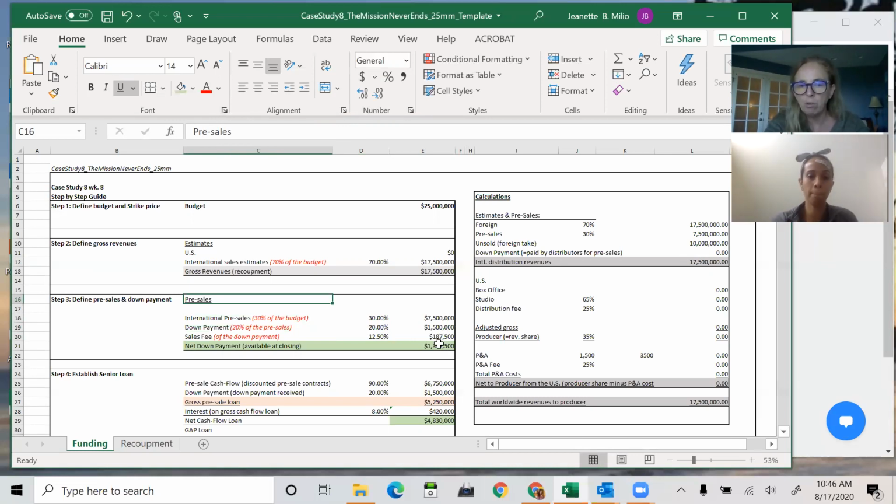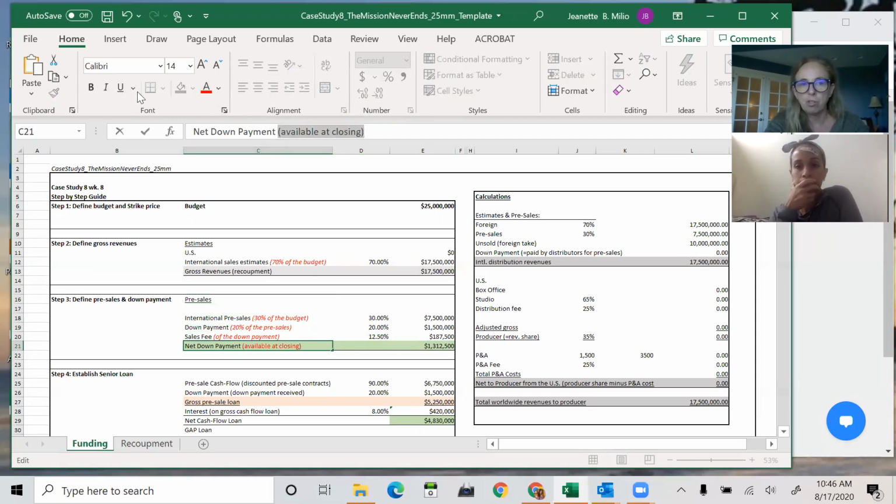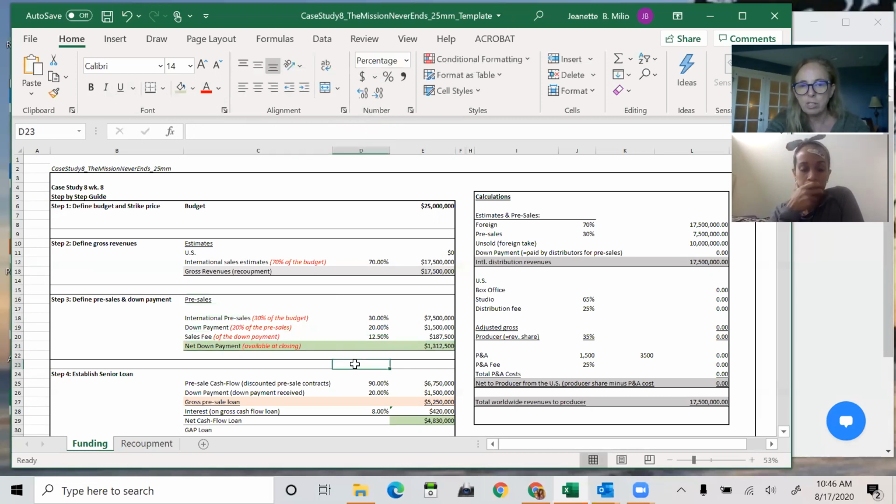In order to figure out what we have available right now as a first funding element for our production, to cover our production costs, we're basically just deducting the sales fee from the down payment, and that's how we get to the 1,312,500. It's the first money we're getting.